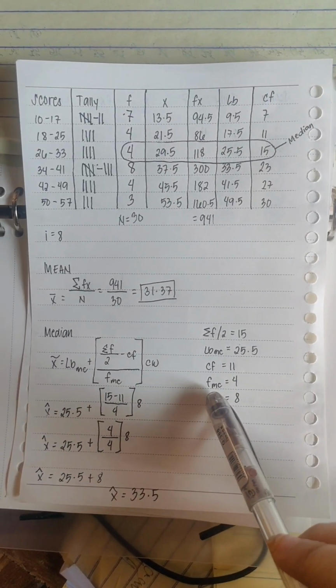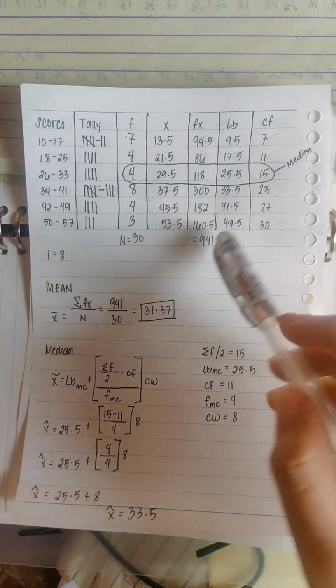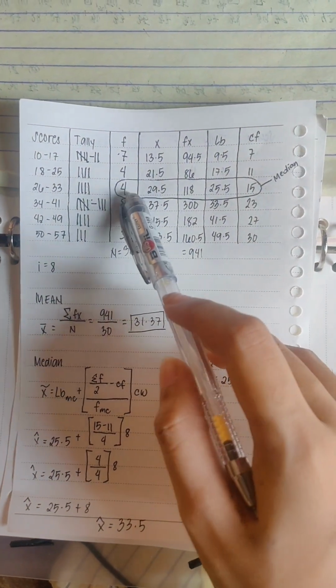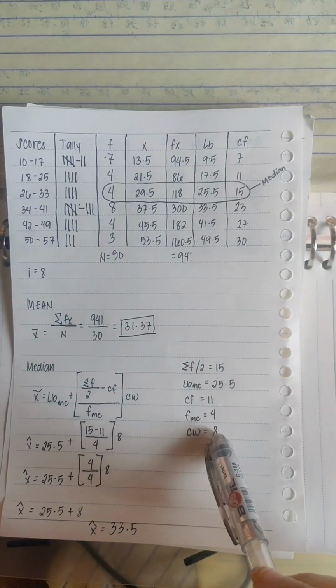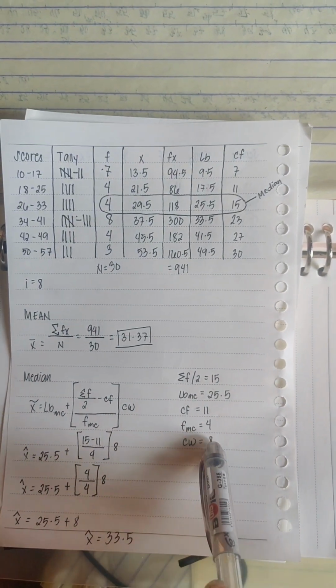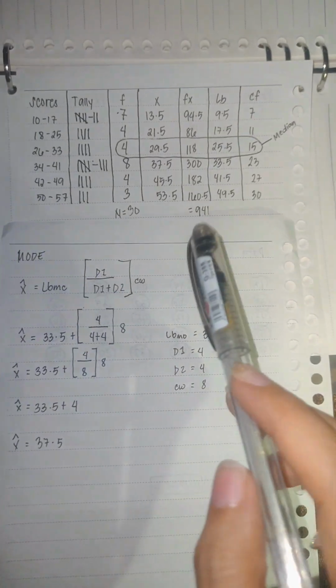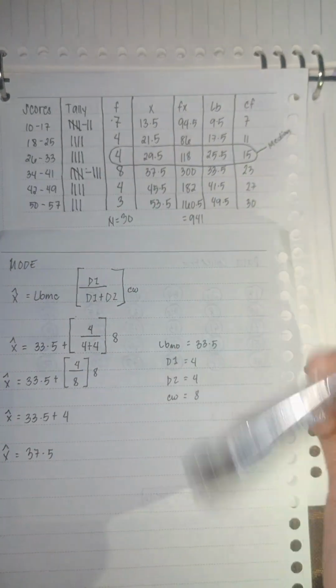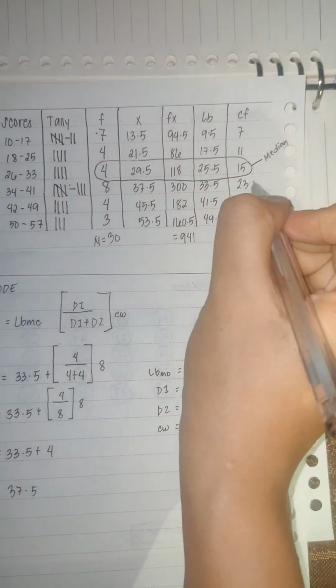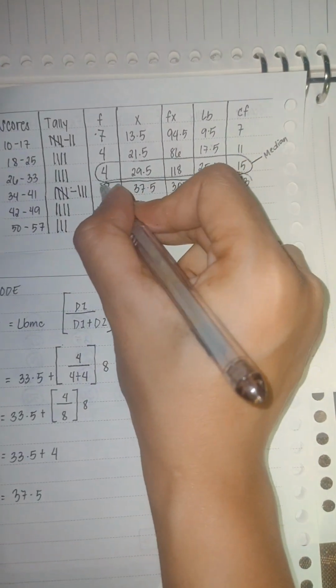The frequency of the median class is circled, which is 4, and the class width is the interval, which is 8. To get the mode, we find the highest frequency, which is 8. So we circle it.